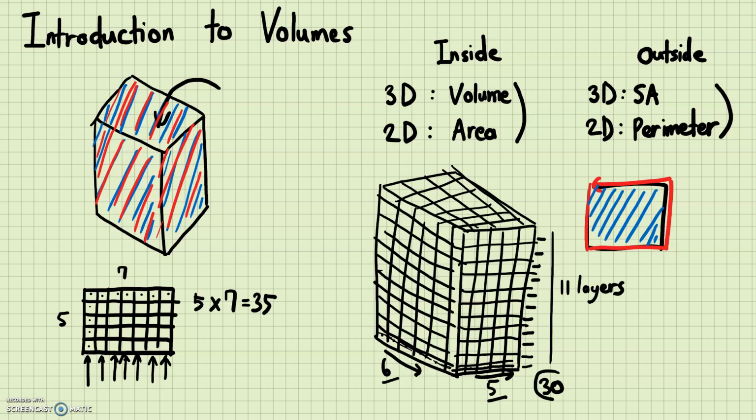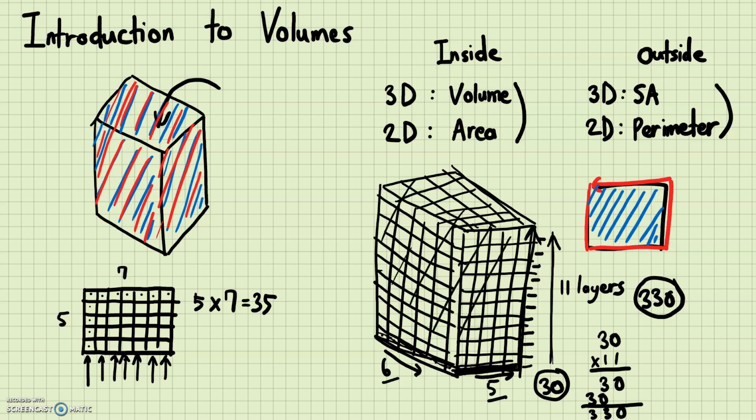So that means we can just multiply the 30 cubes. There's going to be another 30 cubes on the second layer, another 30 cubes on the third layer, all the way up to the 11th layer. So we just multiply 30 times 11 and get 330. Instead of having to count every single one of the cubes in this shape, we can simply use multiplication. We have 6 this way, 5 this way, and 11 this way, so we can simply multiply 6 times 5 times 11 to get all the cubes inside this shape.